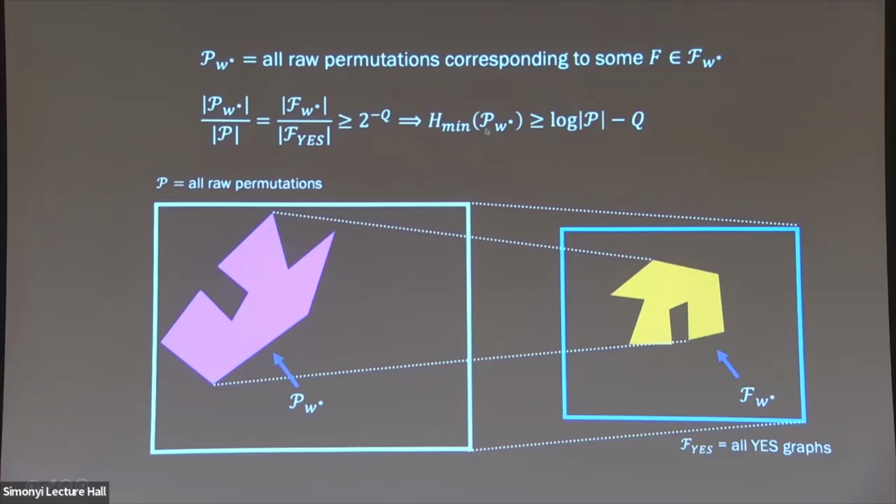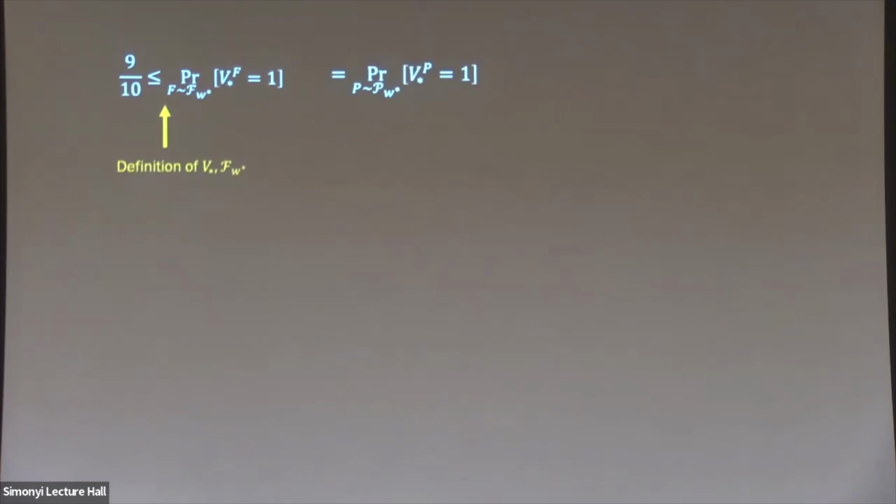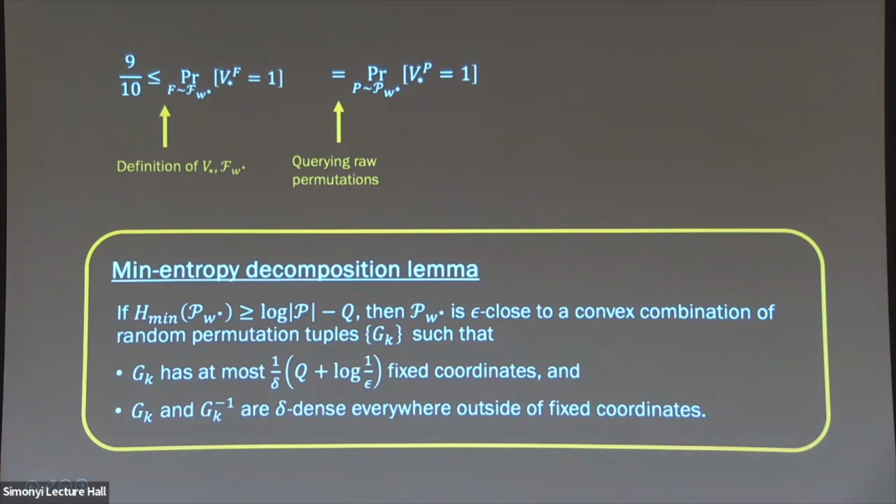And the min entropy deficit is going to be log of, so what's the min entropy of the uniform distribution over this purple region? It's log of the total number of permutations in this entire area minus Q. Q is the size of the witness, which we're treating as small. Okay, so here's what we can say about that purple region.